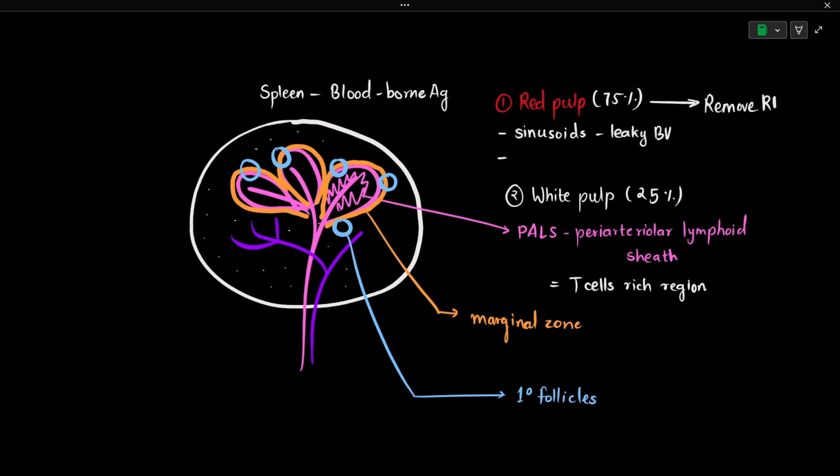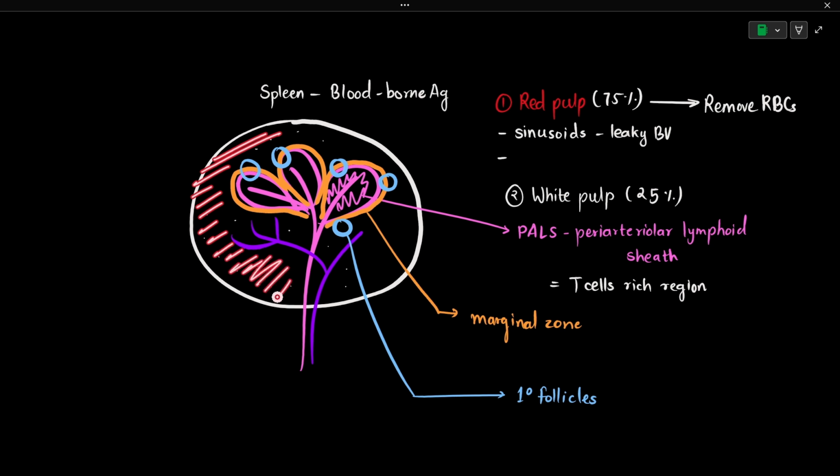Okay, so the red pulp is not part of the immune system. We can say that confidently, because it only participates in removing the old red blood cells and the damaged red blood cells. Here there will be the cords of Billroth, the splenic cords, which form the meshwork of macrophages and dendritic cells. Those macrophages and dendritic cells degrade the RBCs. They degrade the hemoglobin, and that is why iron-containing pigments will be here, which give it a red color.